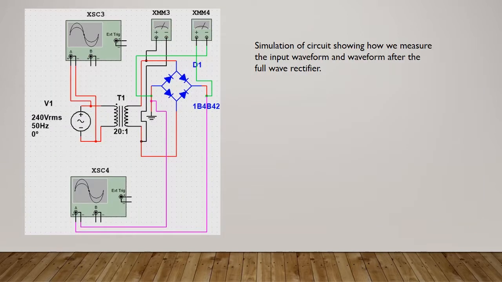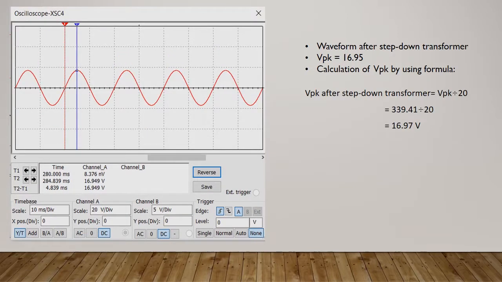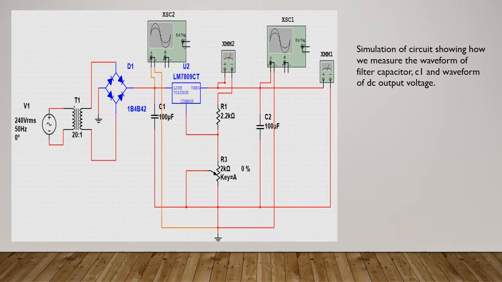Next, we will show the results of our experiment. This simulation of circuits shows how we measure the input waveform and the waveform after the full wave rectifier using the Multisim software. The next part will show all the waveforms and the calculation at each part of the circuit. By using Multisim, we measured the waveform of the input AC voltage, the waveform after the step-down transformer and its peak voltage, and the waveform after the full wave rectifier. Next, this simulation of the circuit will show how we measure the waveform of the filter capacitor and the waveform of the DC output voltage.